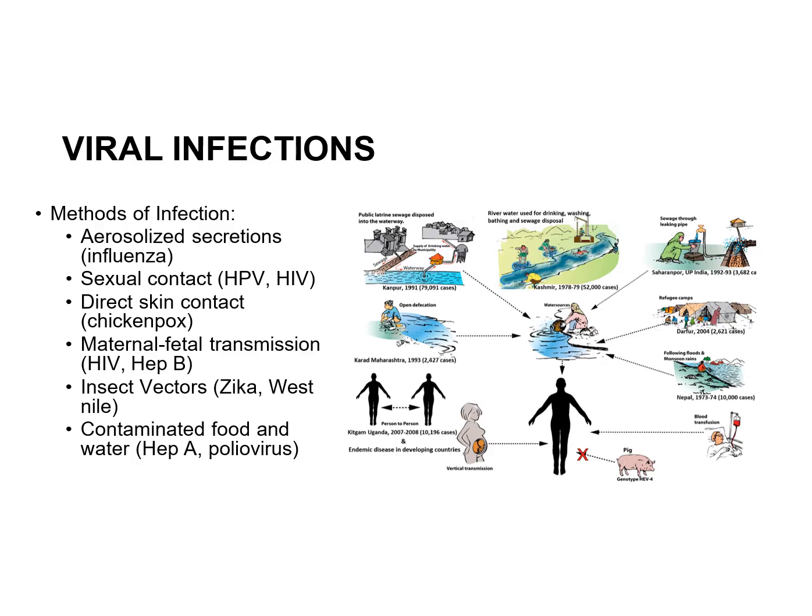Now let's talk about how viruses actually get into the body, because they are shockingly creative. Viruses can infect through aerosolized secretions, like influenza. Someone sneezes, you inhale, congratulations. Sexual contact, like HPV, HIV. Direct skin contact, a classic example of this would be chickenpox. Maternal fetal transmission, so HIV or hepatitis B. Insect vectors, so Zika or West Nile. And also contaminated food and water, where we would see things like hepatitis A or the polio virus.